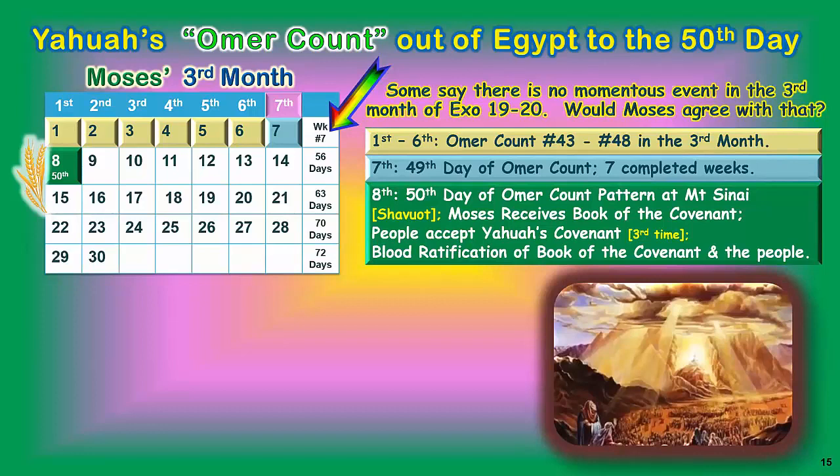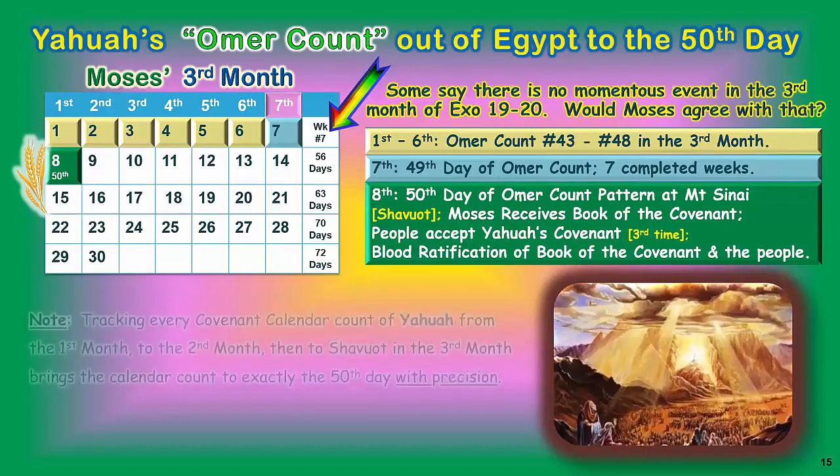People accept Yahuwah's covenant for the third time. It wasn't just once, wasn't twice, but 3 times they accepted Yahuwah's covenant. "All that Yahuwah has said, we will obey." Interesting. And it is also when the blood ratification of the Book of the Covenant and the people. That is when the event started to begin.